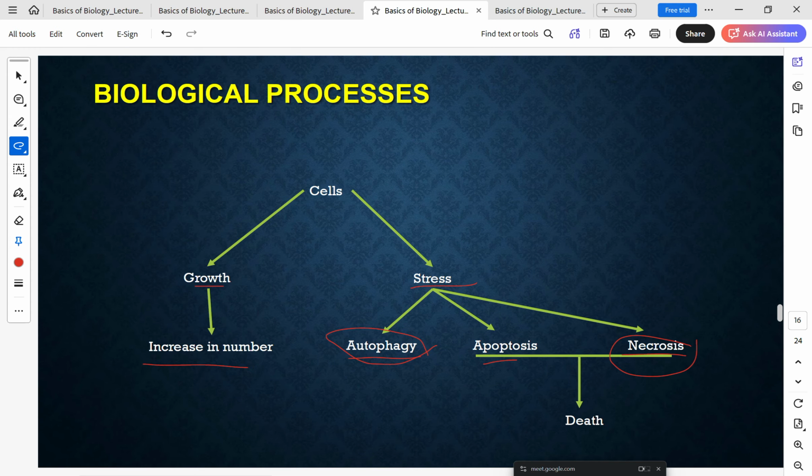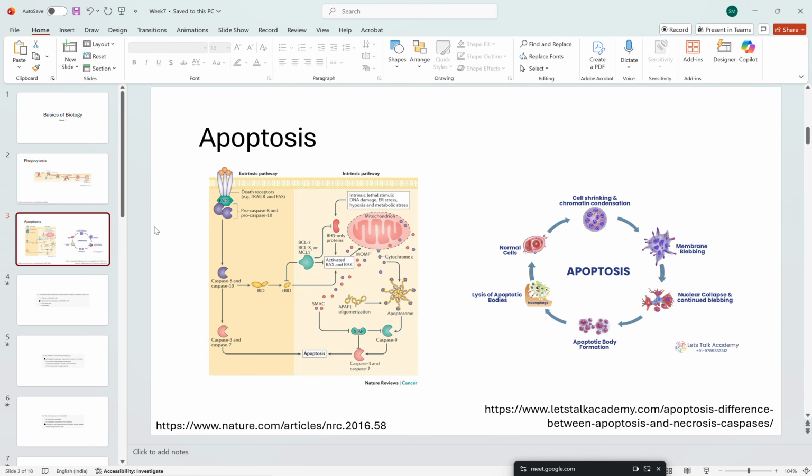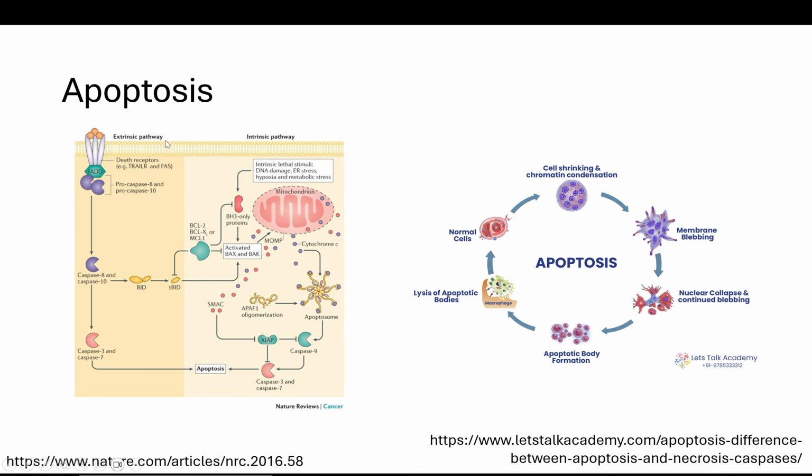Okay, let me first explain apoptosis. What happens in apoptosis is there are two pathways, extrinsic or intrinsic pathway, depending on what kind of stressors are there. Intrinsic pathway usually happens because of DNA damage, ER stress, hypoxia, or metabolic stresses. Extrinsic pathway are usually signals from outside of the cell. If something outside is signaling the cell to die, and depending on whether the cell is undergoing apoptosis by extrinsic or intrinsic pathway, it activates different initiator caspases.